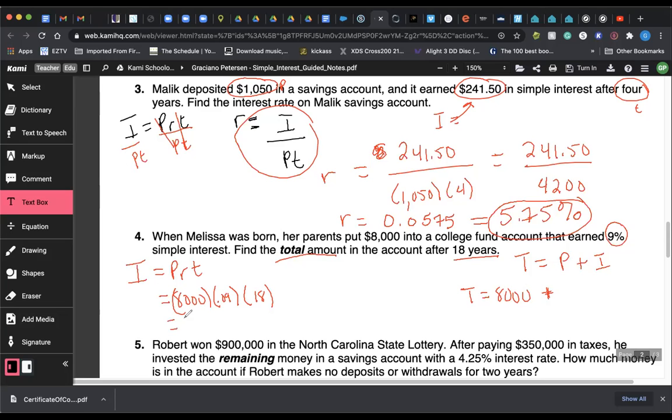So my interest was $12,960, which I calculated after I did 8,000 times 0.09 times 18. Then you have to add the 8,000 to the 12,960, and your total is $20,960.